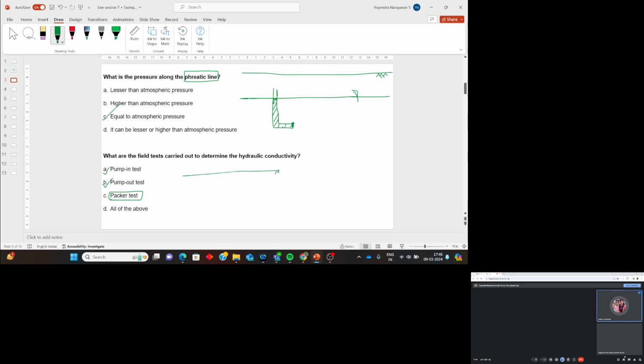If you have a ground level and you have an aquifer or water table here and you want to extract it, so you drill a borehole and here itself you measure the permeability by keeping some packers. So this is known as Packer's test, and it also can be used to study the coefficient of permeability through rocks. So all the three are field tests, and hence the option is all the above. Hope it's clear now. Okay, sir.